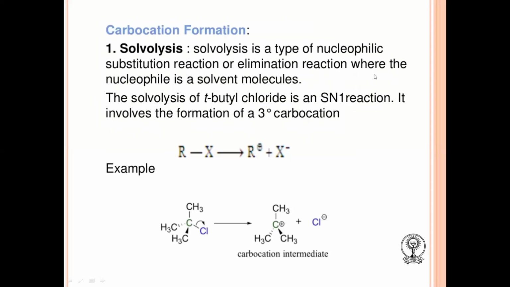Carbocation formation, solvolysis method. The solvolysis of tertiary butyl chloride is an SN1 reaction. It involves the formation of a tertiary carbocation. See here the formation of the tertiary carbocation intermediate.